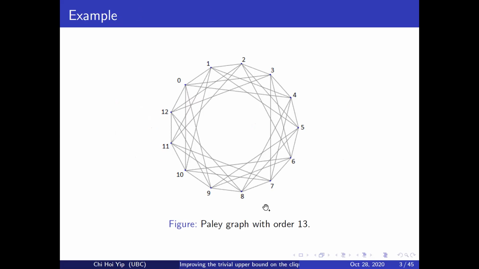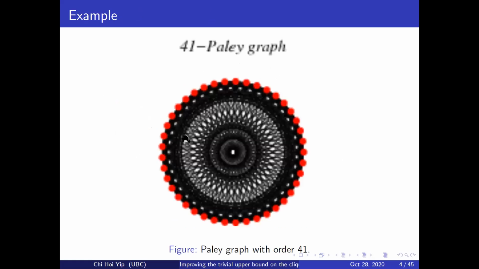And this is a figure of a Paley graph with order 13. We can see that, for example, 1 and 2 are adjacent because their difference is 1, which is obviously a square. But 1 is not adjacent to 3 because you can check that their difference 2 is not a quadratic residue modulo 13. And this is a beautiful picture of the Paley graph with order 41. You can see that Paley graphs are very nice because they have some kind of symmetry.